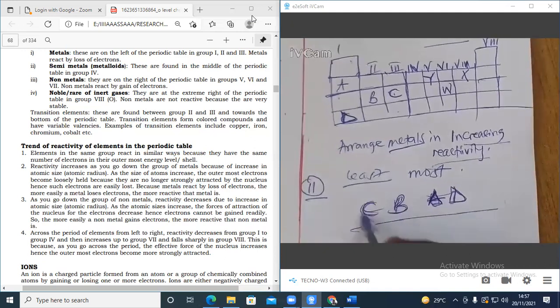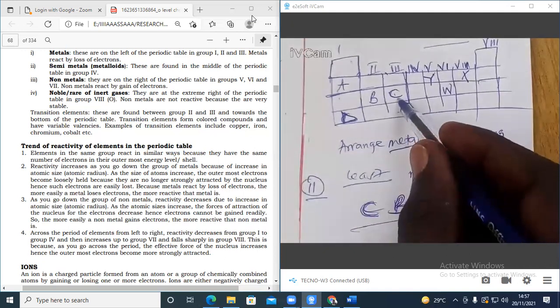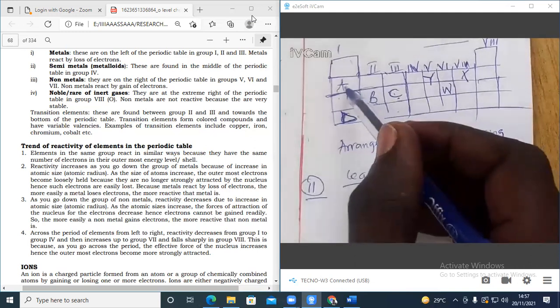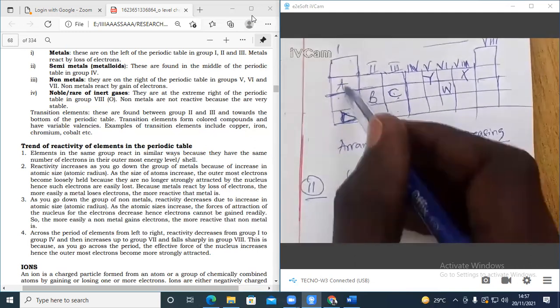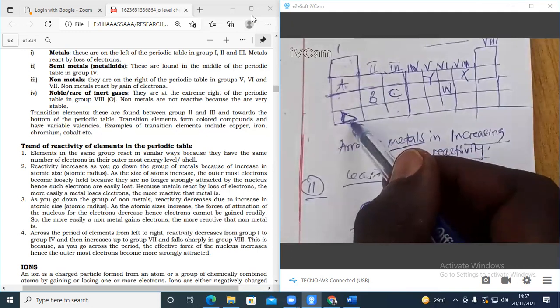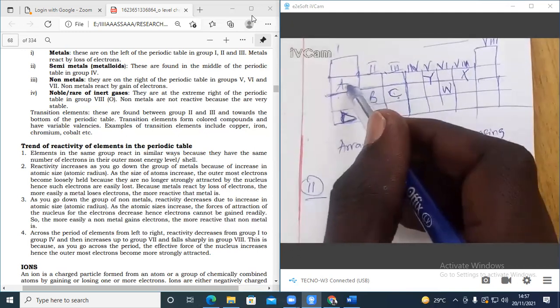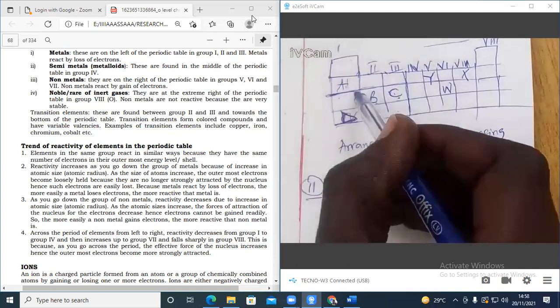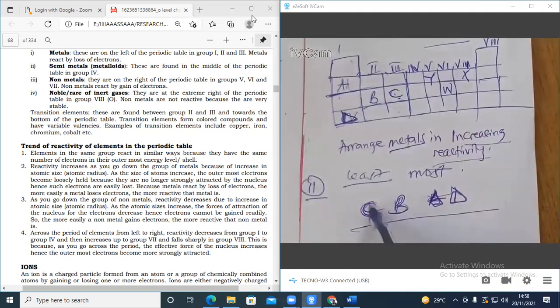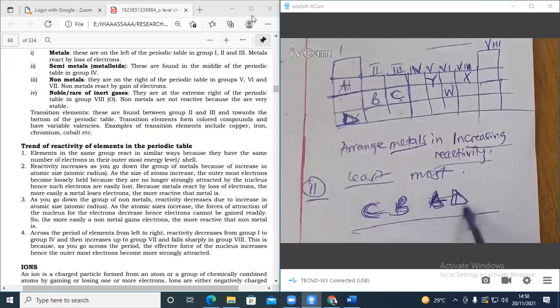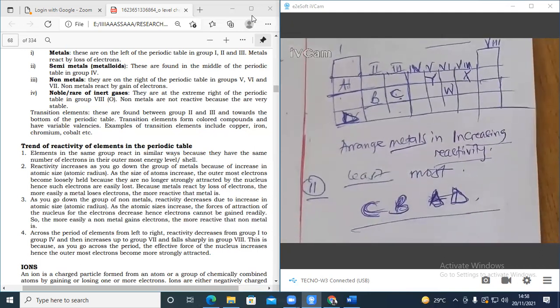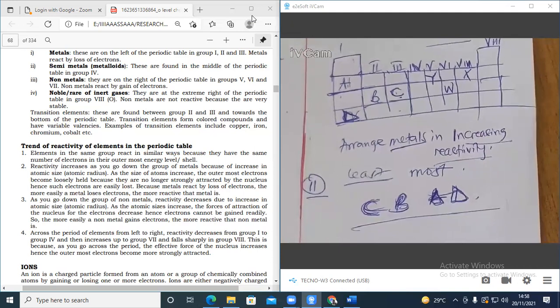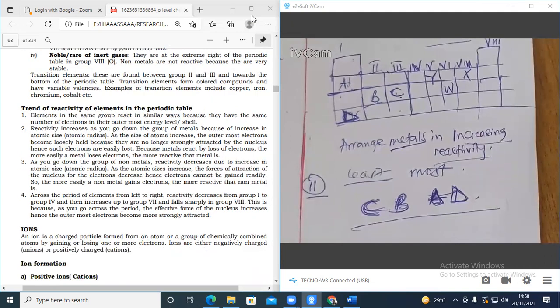Group 3 are the least reactive elements, followed by group 2. Then the most reactive are the group 1 elements. Now, since there are 2 group 1 elements, reactivity of metals increases as you go down the group. So the most reactive is this, followed by this, then we go to this and that. So we start with C, B, A, D. Have you understood? Yes? Have we understood?